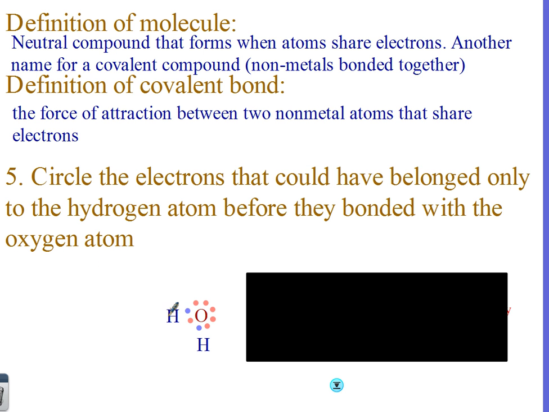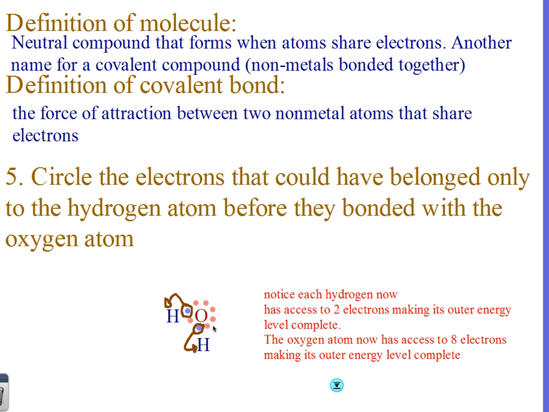Okay, so you notice everything's color-coded to make it a little easier. Our hydrogens are blue, so this little blue electron was originally that hydrogen's, and this little blue electron was originally this hydrogen's electron. Remember, hydrogen has one proton. It'll have one electron normally, and that's the only one it shares. So now notice how each hydrogen now has access to 2 electrons.